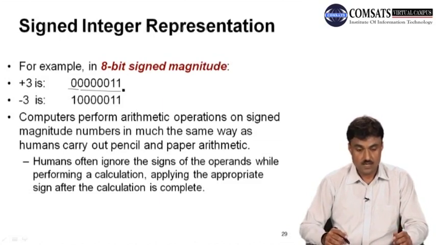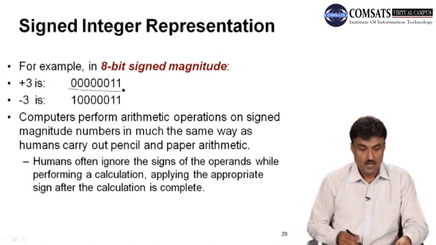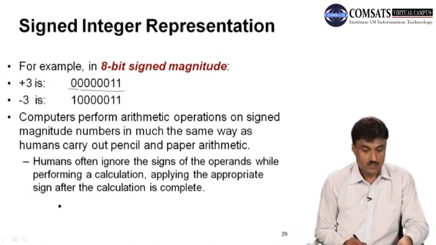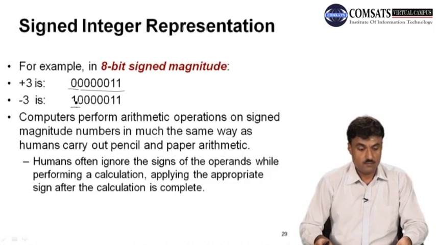For signed positive numbers, the leftmost bit will be 0. And here in the signed magnitude 8-bit, if we want to represent a negative number, or minus 3, the only thing we will change is this sign bit to 1, to show that this is a negative number.